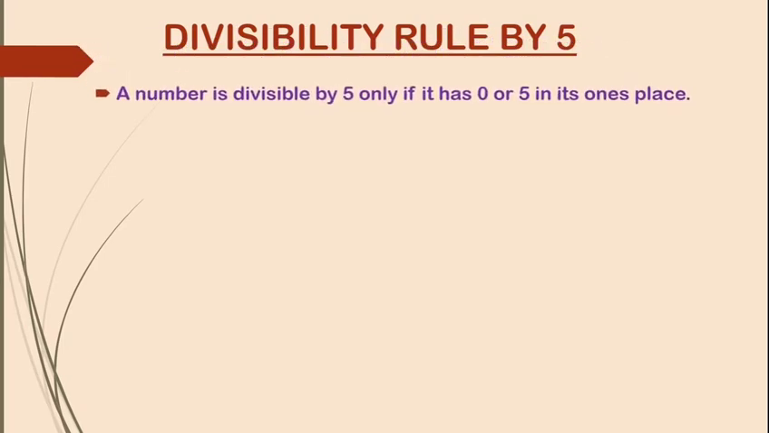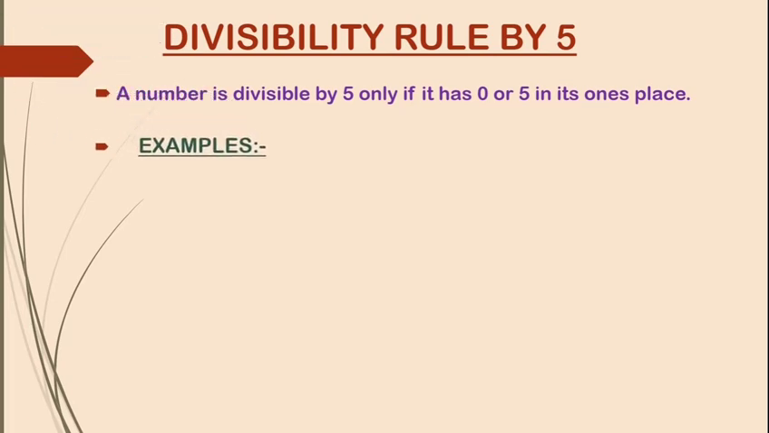Next comes the divisibility rule by 5. It is very easy. So what you need to do is, you just need to check whether the given number is having 0 or 5 in its ones place. Yes, if the number has 0 or 5 in its ones place, you can know that the number is divisible by 5. Again, let's see some examples.